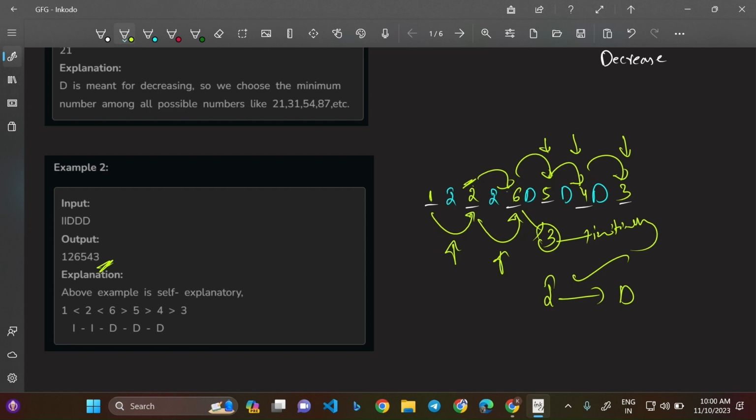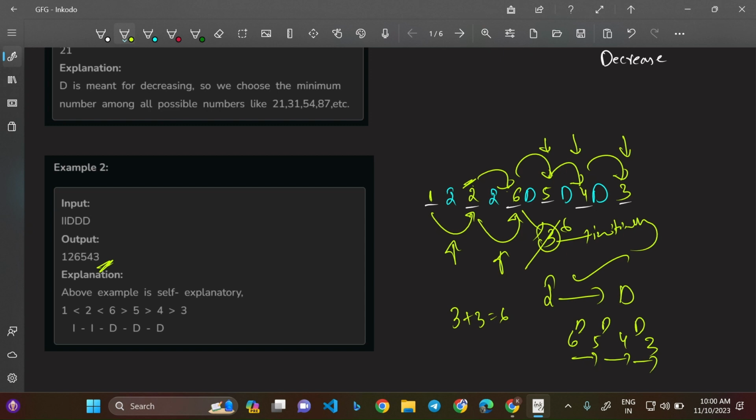Initially I'll be putting 3, but once I see that I have found 3 D's here, I'll be increasing 3 by 3, that is 6, and I'll replace the 3 that I initially placed with 6. That is how I'll be doing it. For the next things, till D is there, I'll be putting 6, 5, 4 and 3, because there are 3 D's, so I need to decrease. 3 D's need to be satisfied.